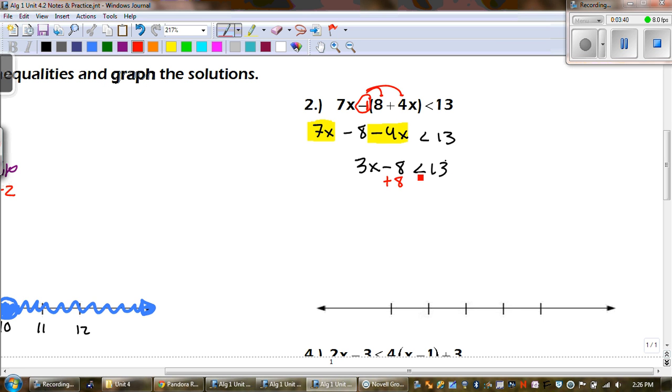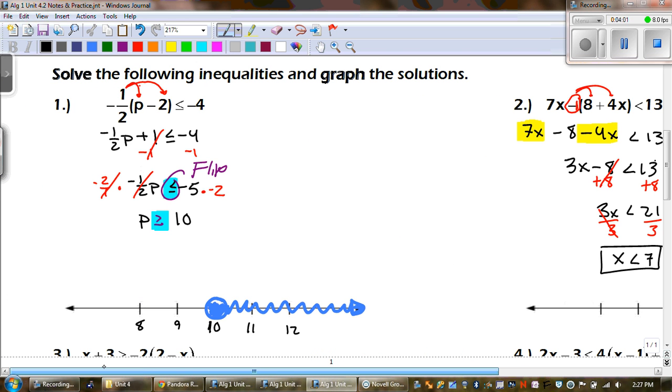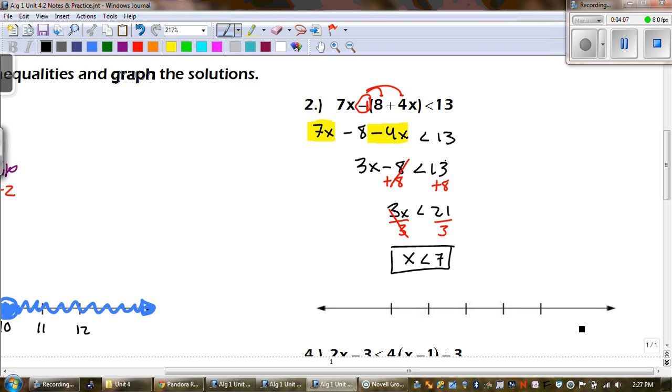And now solve for x. So we have to add 8 to both sides because we're doing SADMAP. We get 3x is less than 21. And to get the x all by itself, we divide by 3. And we're dividing by positive 3, so we don't have to change anything. So we get x is less than 7. Okay, so 7 goes in the middle. We go 2 numbers higher and 2 numbers lower. So it's 7, it's open, and we shade to the left.